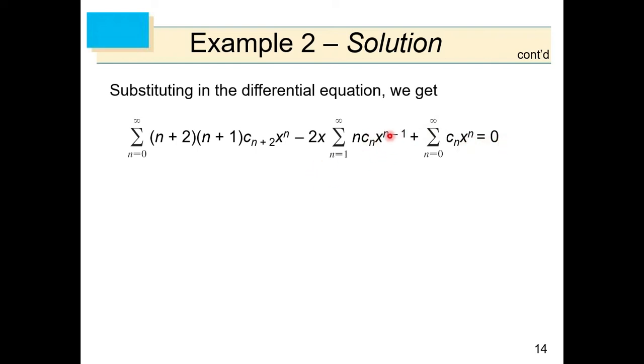Here x raised to n into x raised to minus 1, and this is x raised to 1. So x raised to 1 minus 1 is equal to x raised to 0 is equal to 1.